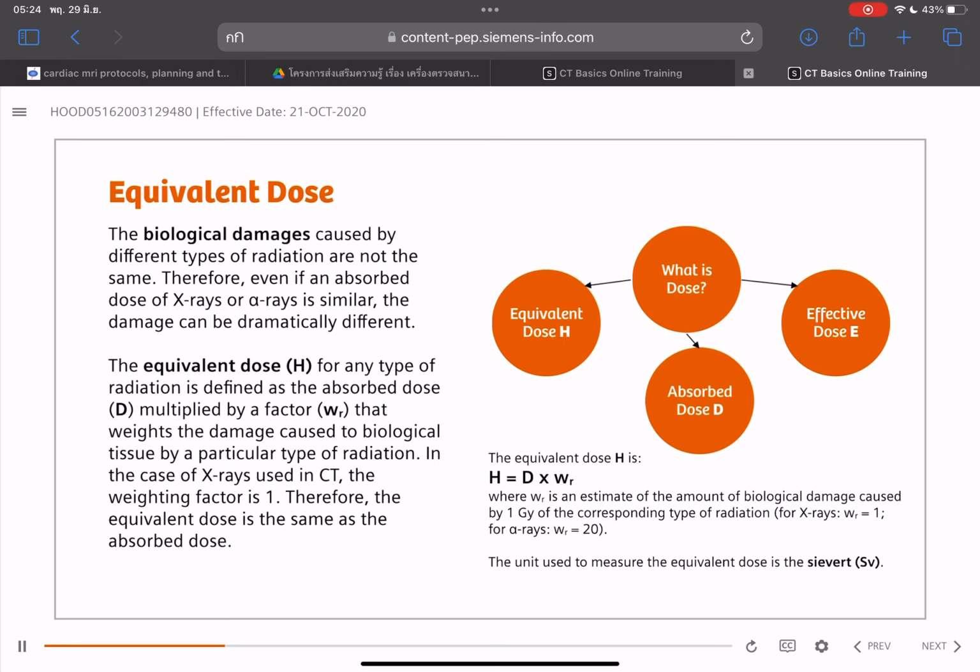The equivalent dose, H, for any type of radiation, is defined as the absorbed dose, D, multiplied by a factor, WR, that weights the damage caused to biological tissue by a particular type of radiation. In the case of X-rays used in CT, the weighting factor is 1. Therefore, the equivalent dose is the same as the absorbed dose. In the case of alpha rays that occur naturally and are emitted, for example, by some types of uranium isotopes, the absorbed dose has to be multiplied by a factor of 20. This indicates that alpha rays cause much more damage to biological tissue.